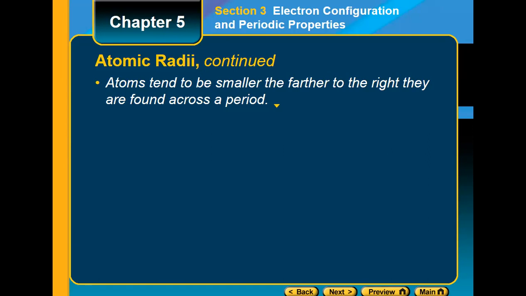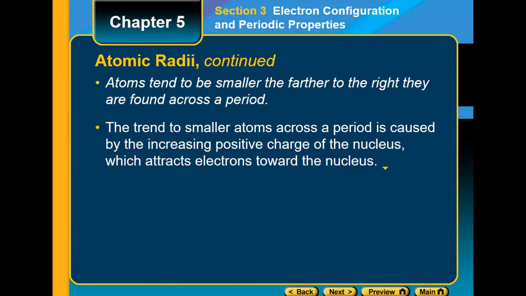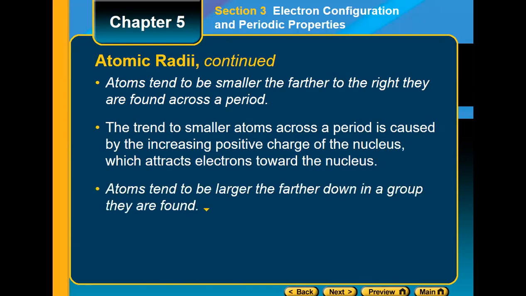While in periods, once we move across the periodic table from left to right, we find that the size decreases. Why does it decrease? Because as we move across the period, the atomic number increases, which means the number of protons inside the nucleus increases. As the number of protons increases, there is more attraction force between the positive nucleus and the outermost electrons. So the size starts to shrink as we move across the period. Atoms tend to be smaller across the period because of the increasing positive charge, the number of protons inside the nucleus, which attracts electrons toward the nucleus.